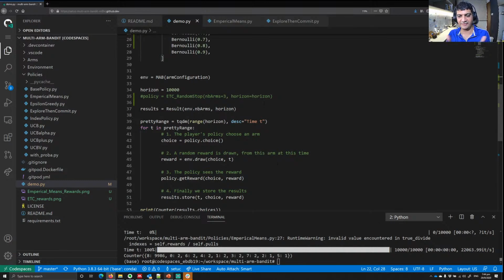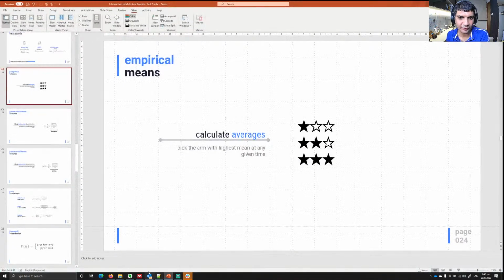So the initial phase is just going to do exploration, where it's going to play each arm at least once until it gets enough values, and then it will start to exploit the arms that we have at the moment. So that's how empirical means work. But again, there is no exploration after that first step.